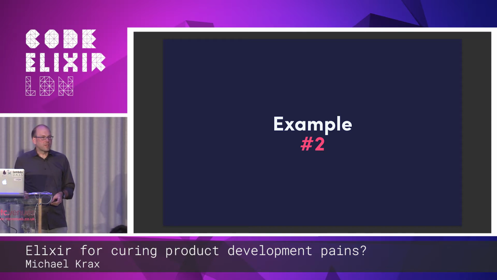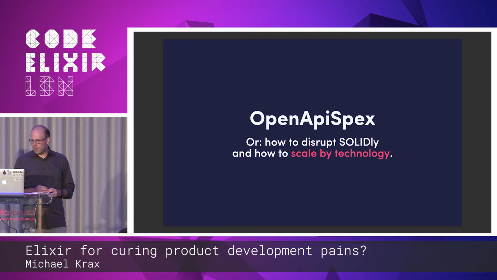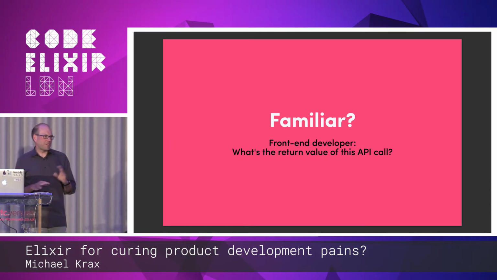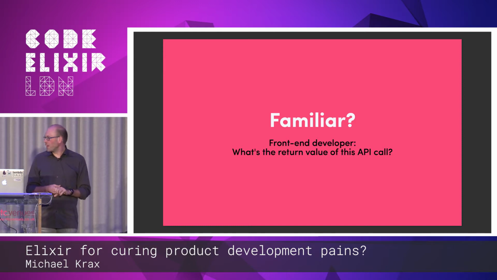The second example is about the use of OpenAPI specs. I think most of you have been facing a similar situation where the front-end developer actually wants to know what the return value of an API call is. Now, GraphQL is one very nice solution for that. I don't want to go into the details of whether it would solve that problem or not. I'm going to show another possible solution from my point of view.